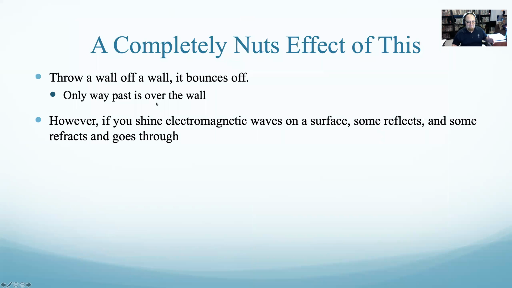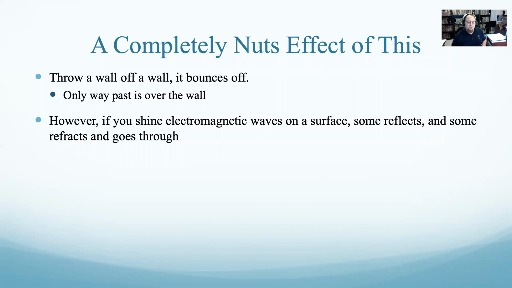If I take a ball and throw it at the wall, it bounces off. If I want it to go over the wall, I have to throw it over the wall. I cannot take a ball and throw it through a wall. Well, I guess theoretically I can if I go Superman level, but you throw something at a wall, it bounces off. But let's talk about what happens when light hits a material.